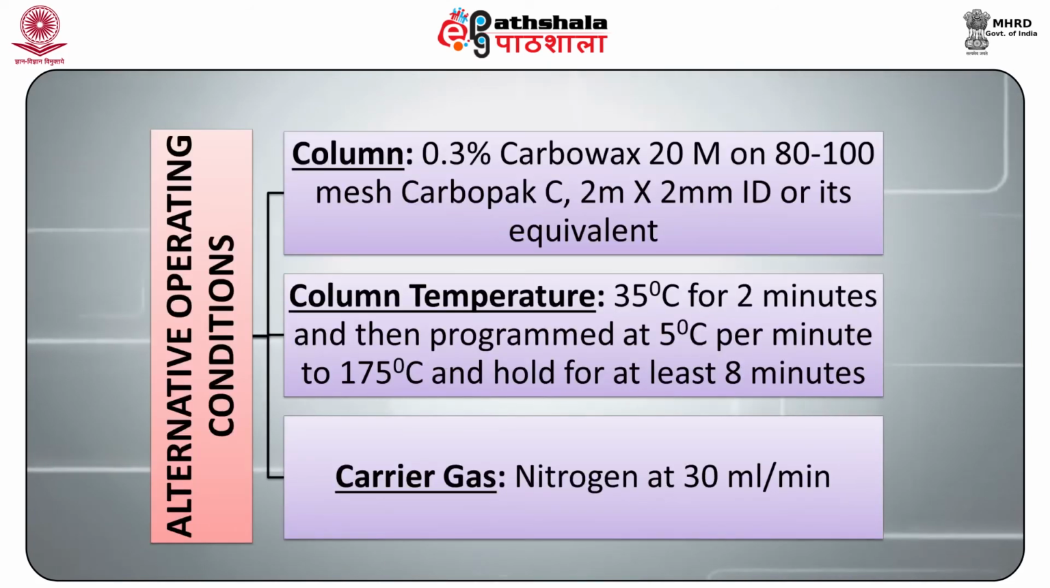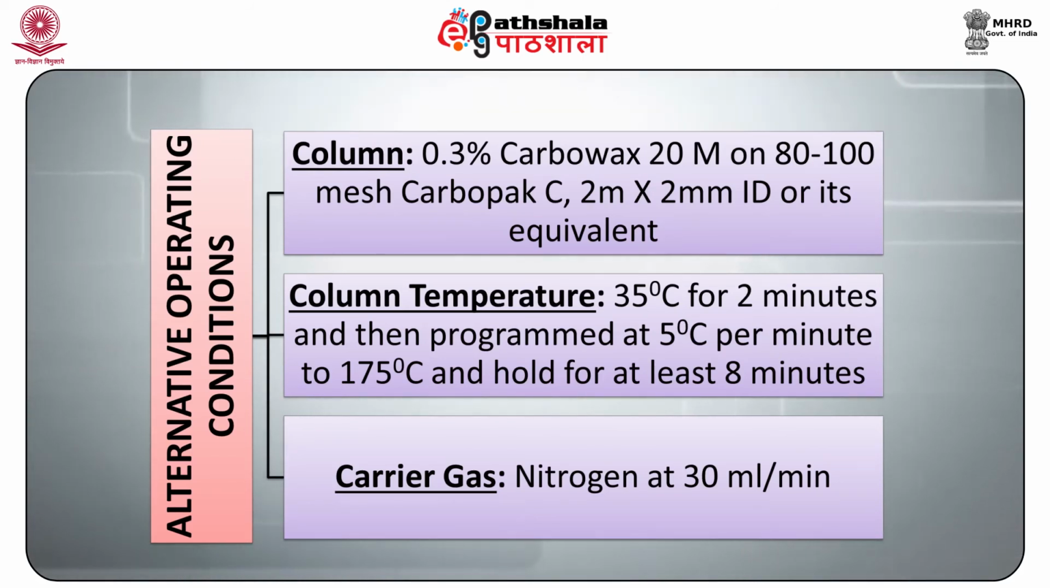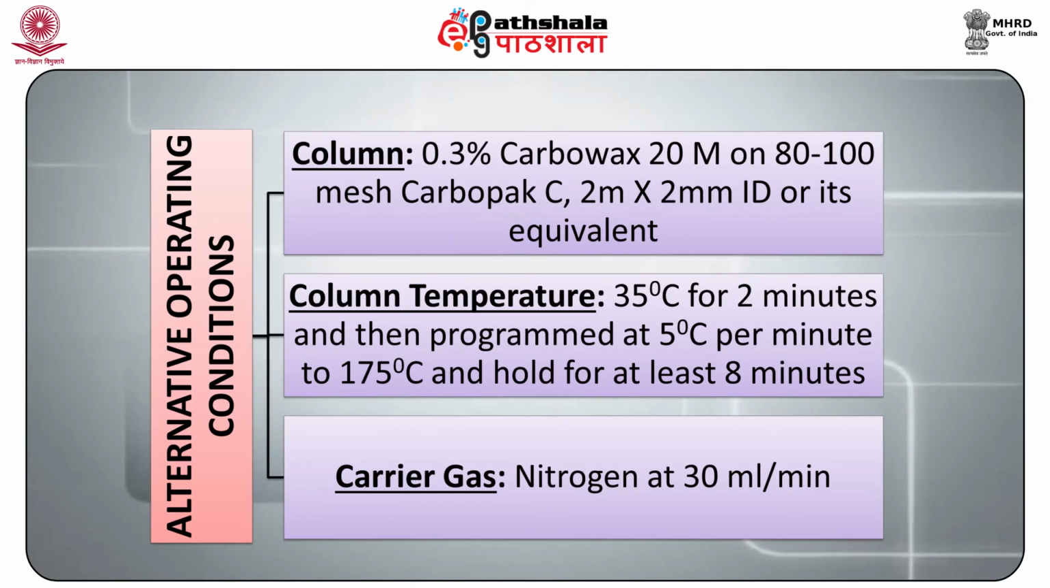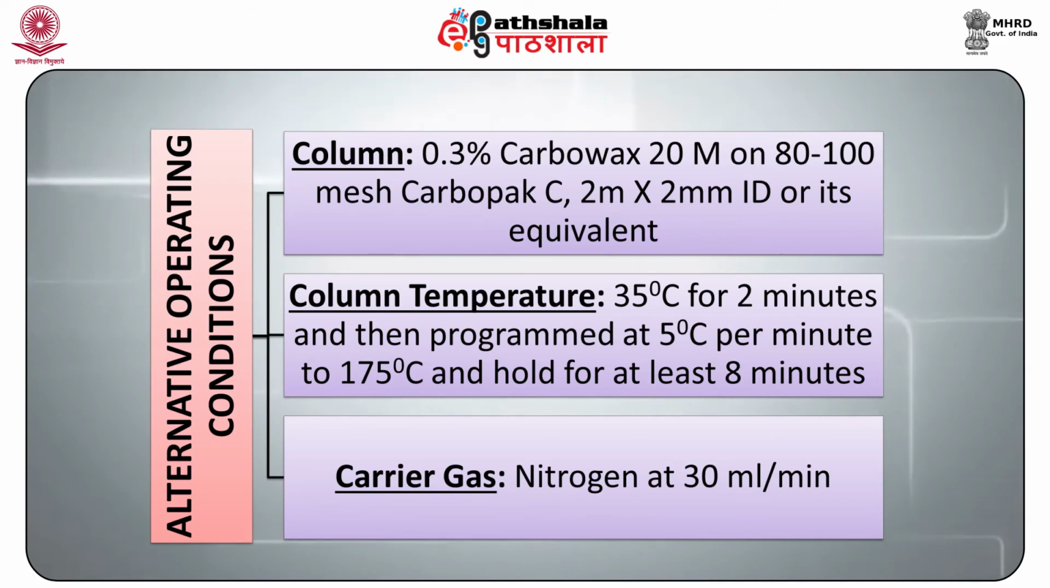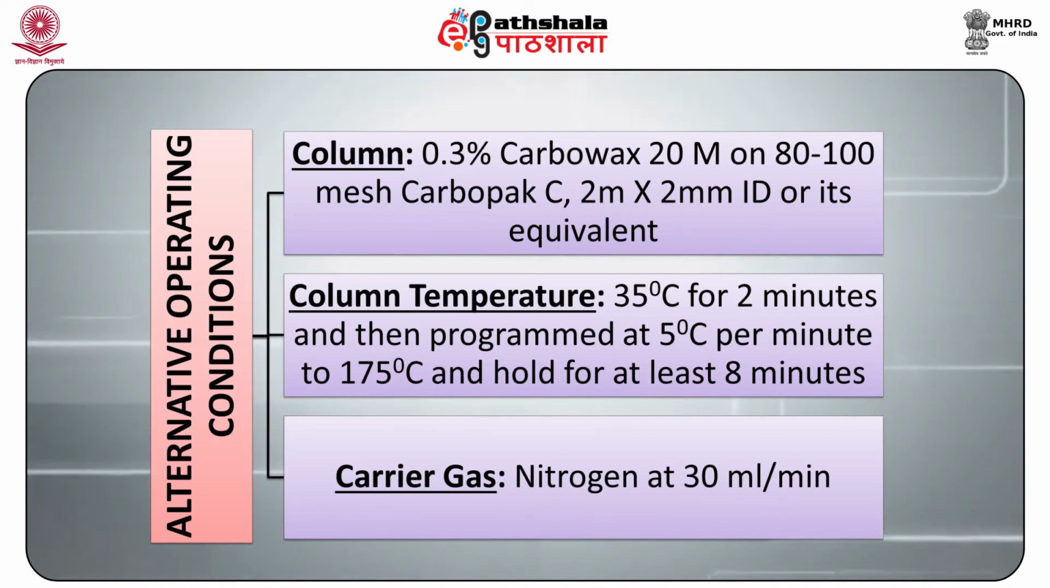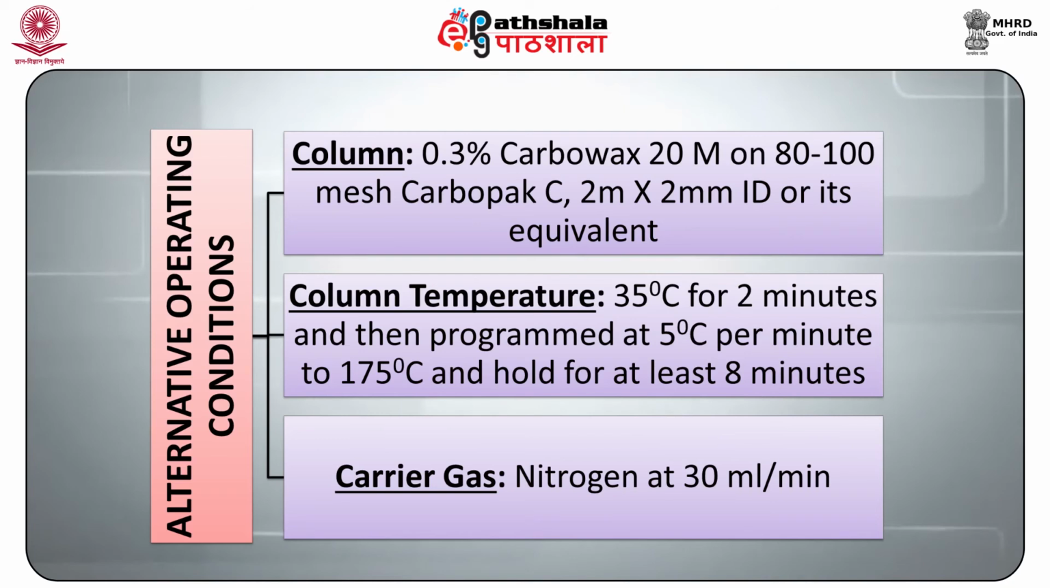Alternative operating conditions: column can be 0.3% Carbowax 20M on 80/200 mesh Carbopack C, 2 m into 2 mm ID or its equivalent, column temperature 35 degrees Celsius for 2 minutes, and then programmed at 5 degrees Celsius per minute to 175 degrees Celsius and hold for at least 8 minutes. Carrier gas, nitrogen at 30 ml per minute.